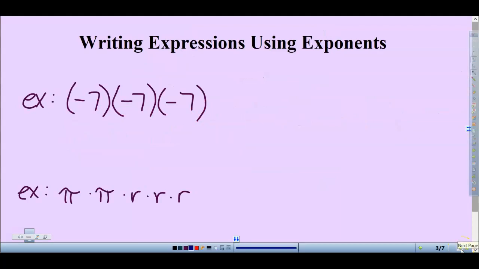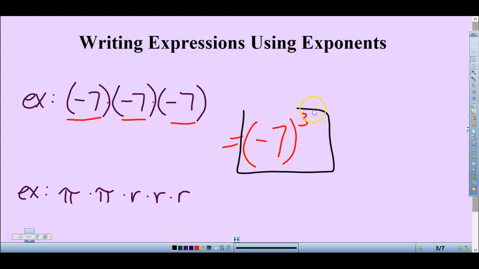Let's go into some examples. Writing expressions using exponents. So in this first example, we have -7 repeating. It repeats 1, 2, 3 times. So that tells us that our exponent is going to be 3. We have to ask ourselves what is repeating. If I were to write it like this, it is incomplete because this tells us that the 7 is repeating. However, it's not just the 7 involved, it's also the negative. So we need those parentheses to stay intact. So we have -7 in parentheses to the 3rd power.